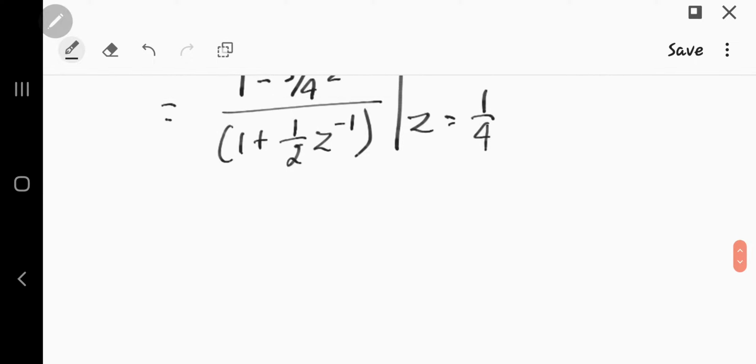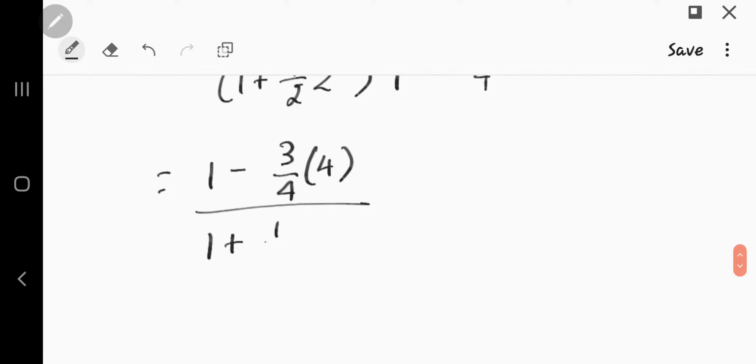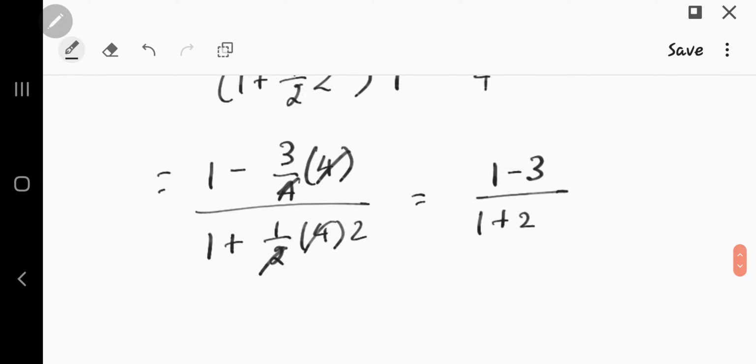Now if you substitute that, you will get 1 minus 3 by 4. We have z inverse, so 1 by 4 will become its inverse, that is 4, and 1 plus 1 by 2 into 4. So these two get cancelled and these two get cancelled. And we remain with 1 minus 3 divided by 1 plus 2. So that will give you minus 2 divided by 3. So minus 2 by 3 is the value of k1.